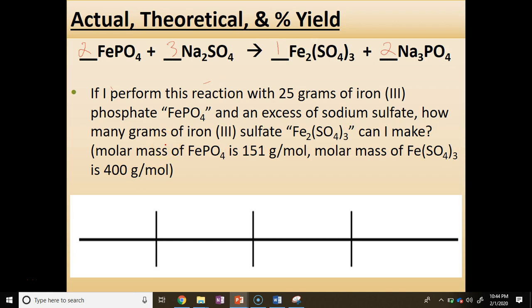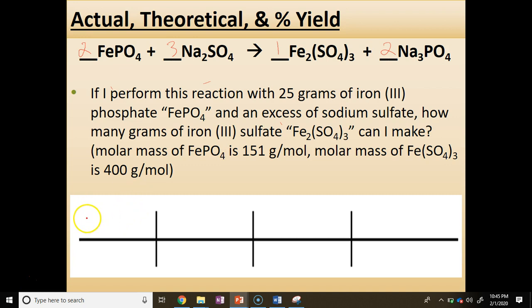Now, if I perform this reaction with 25 grams of iron 3 phosphate and an excess of sodium sulfate, how many grams of iron 3 sulfate can I make? Whenever you see excess, what that means is that you have more than enough of the other reactant to ensure that your 25 grams is going to react to completion. So if you see excess, just ignore that other reactant. That's all that means.